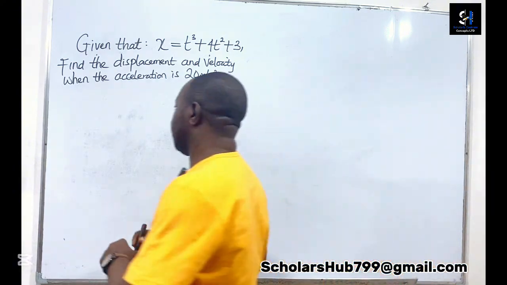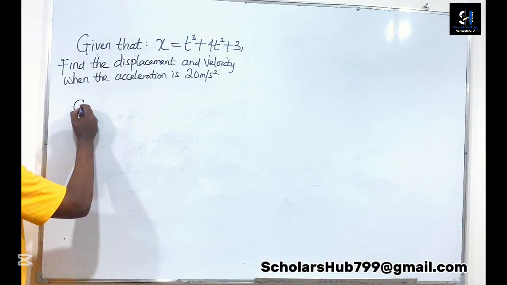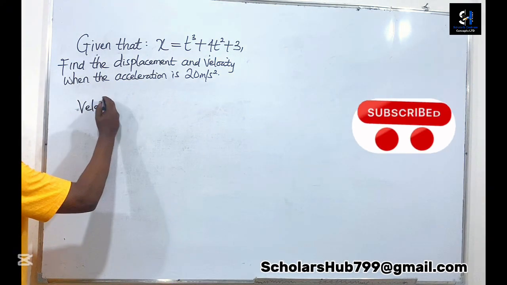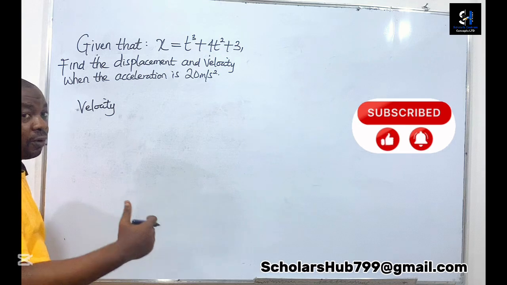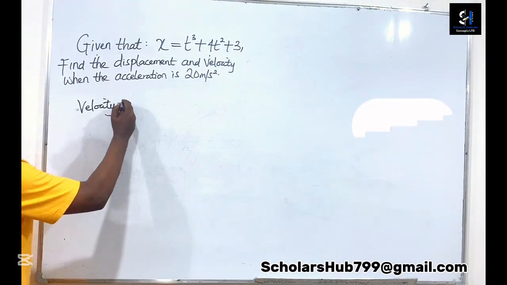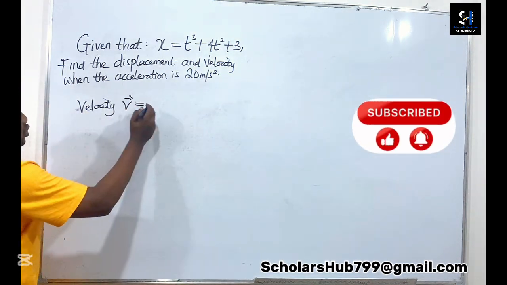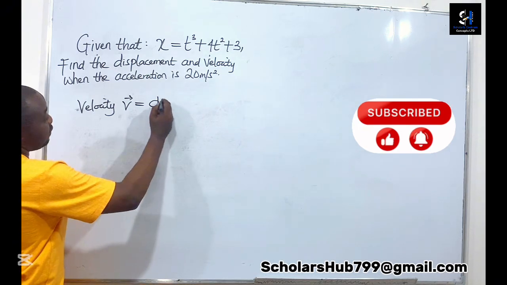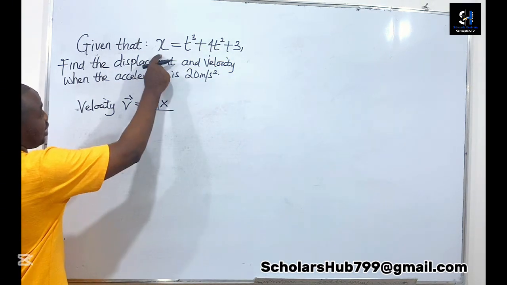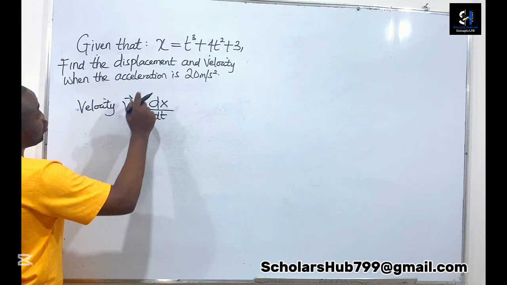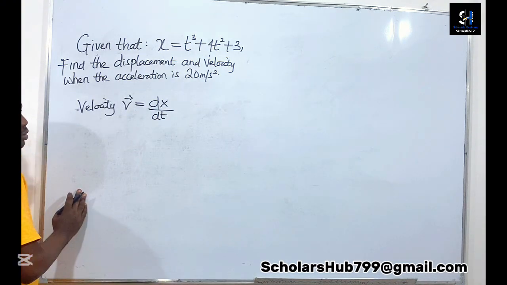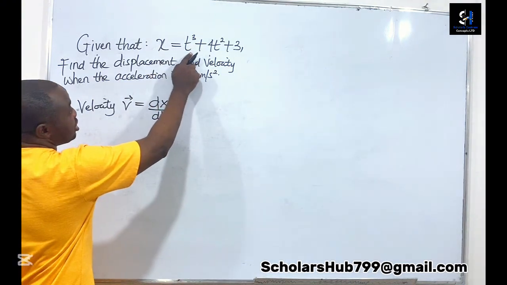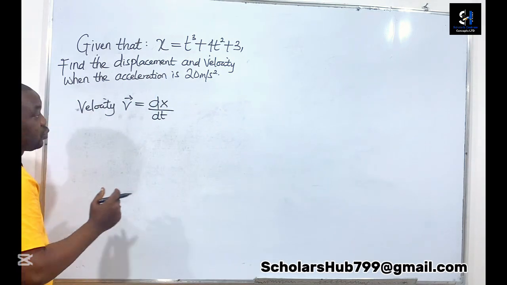To find the velocity, now we know that velocity is the rate of change of displacement. That is, velocity can be expressed as the first derivative of x, which is the displacement, with respect to time t. So I'm going to differentiate this function with respect to time t.